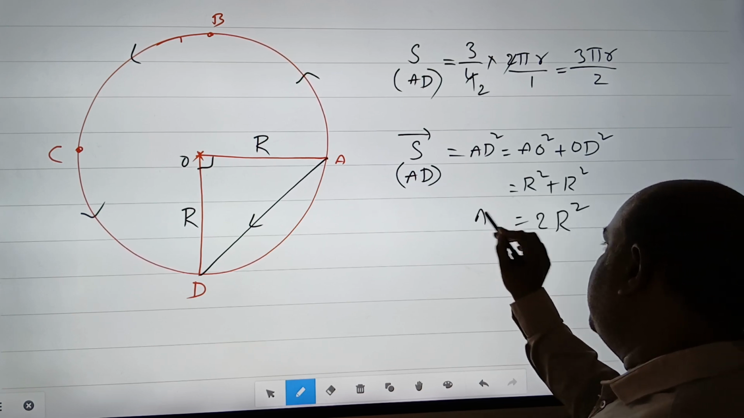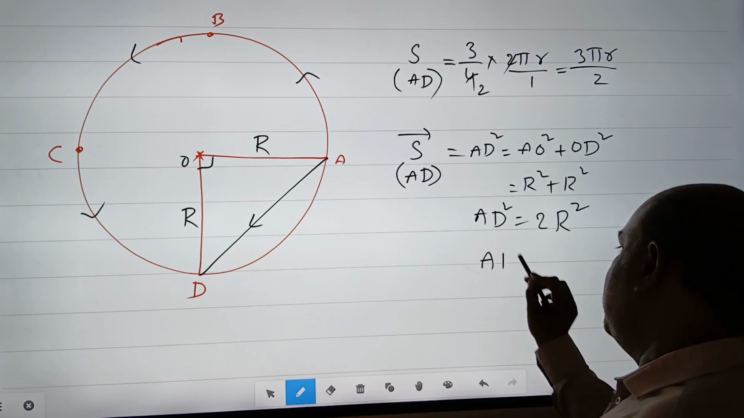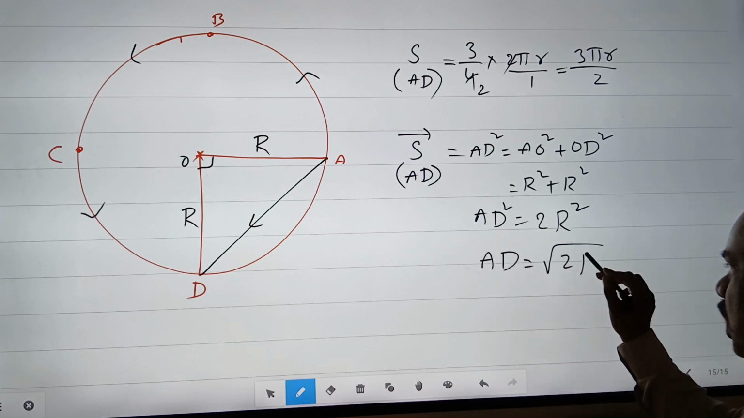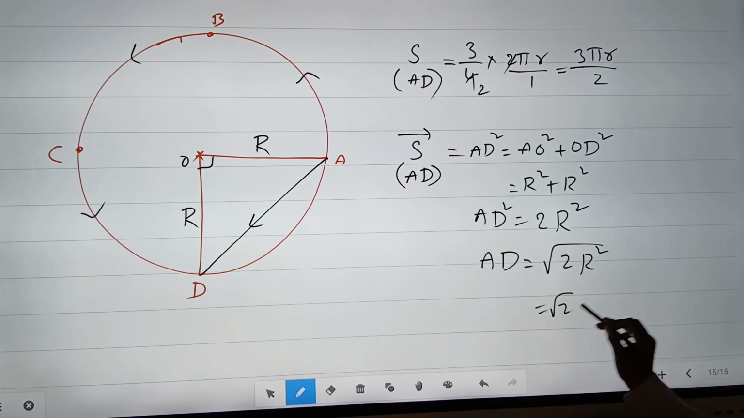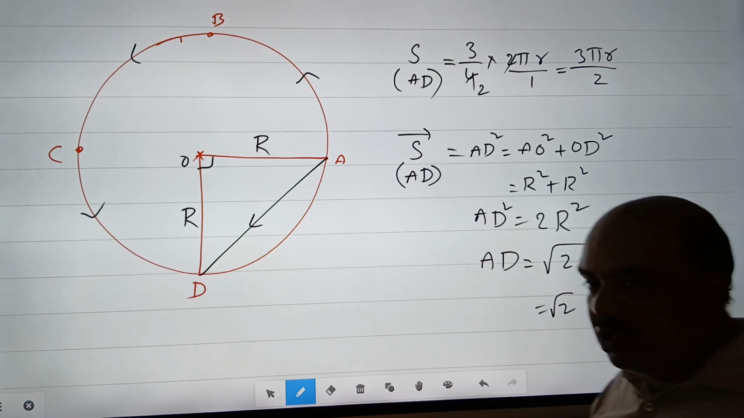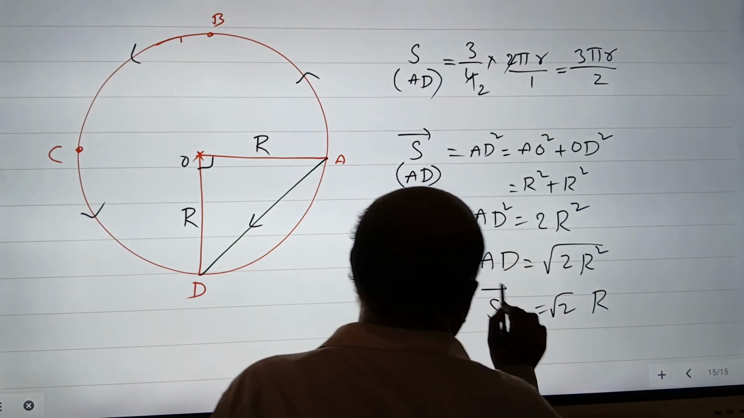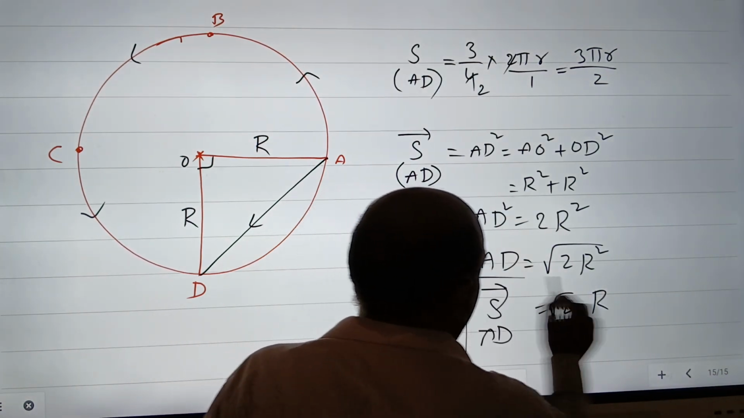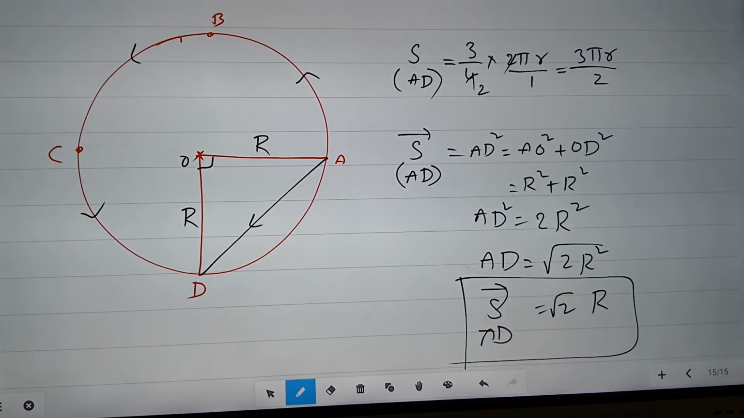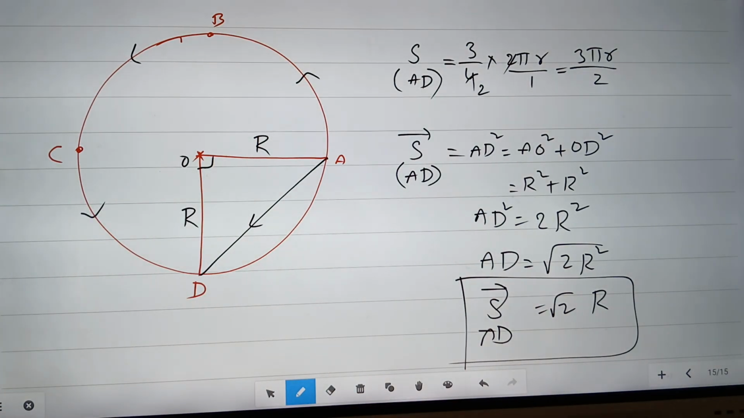But we don't want AD square, we want AD. AD is equal to under root 2R square. 2 comes out, becomes root 2. R square comes out, becomes R. So AD is root 2 R. This is the displacement from A to D, beta. Very important questions. The last question is very simple.